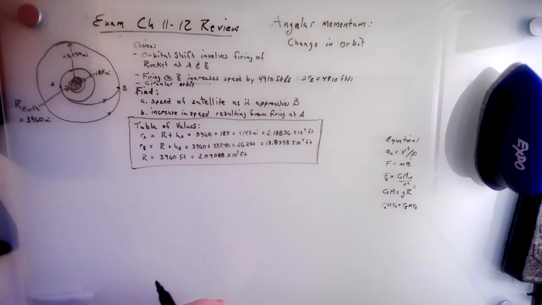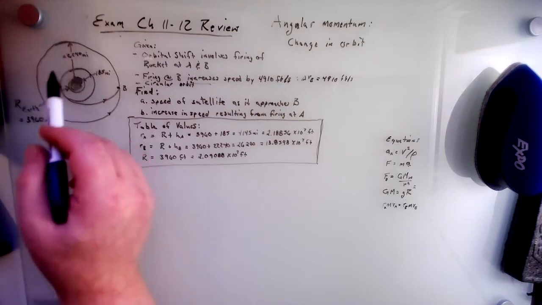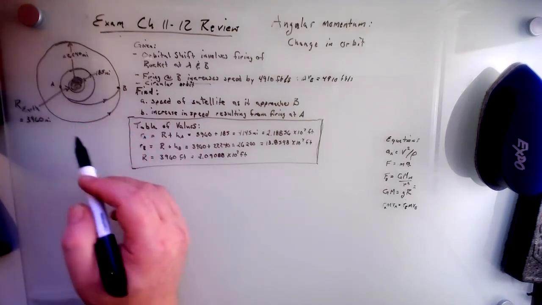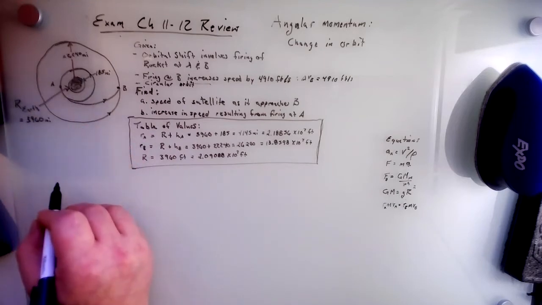First things first, we need velocities, right? We're going to need the velocities at A and B, because when we think about what is happening here physically, we're going around at VA, right?